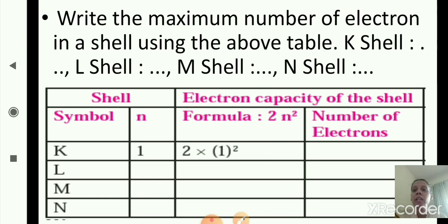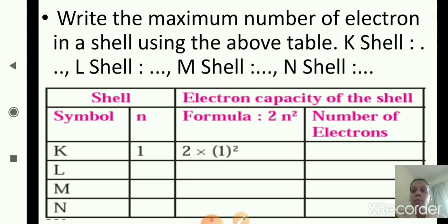Now write the maximum number of electrons in a shell using the above table. Now we will find the maximum number of electrons present in a particular shell using the formula 2n square, that is 2 multiplied by n square. N means the ordinal number of the shell. What is the ordinal number for the K shell? That is n equal to 1.